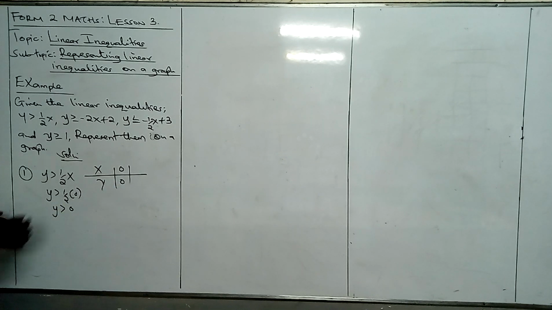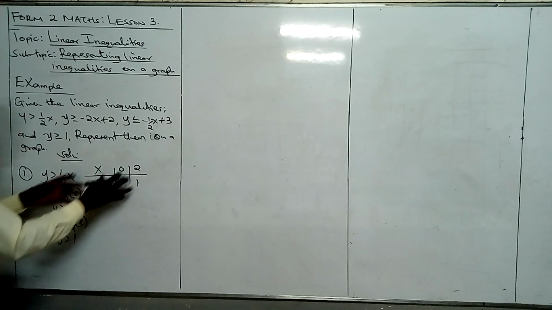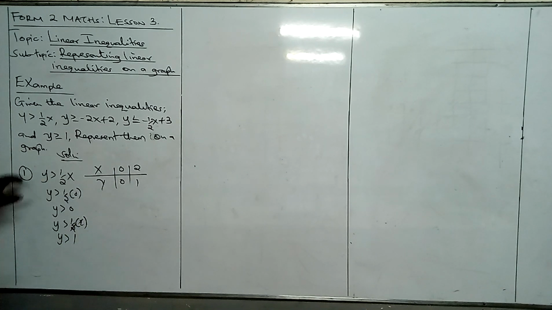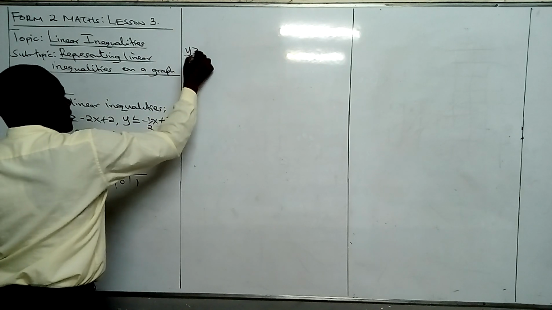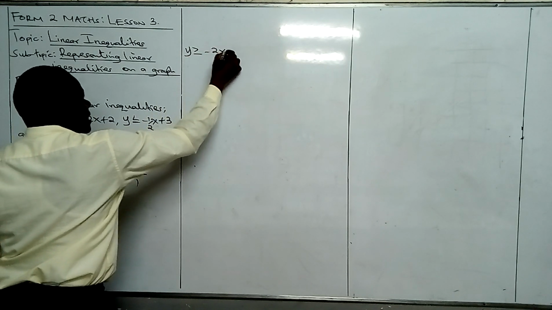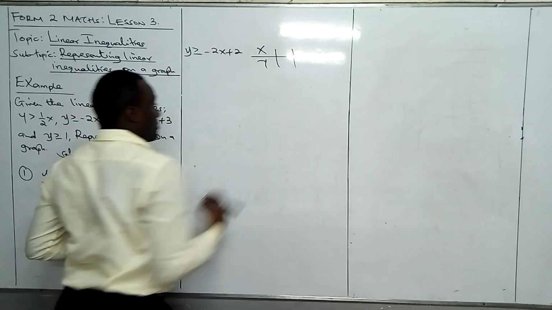So what if x is 2? So y will be y greater than a half times 2. 2 and 2 will cancel. y becomes 1. So this is now our x, y table for this linear inequality. The next one is y greater than or equal to minus 2x plus 2. Let's come up with an x, y table.